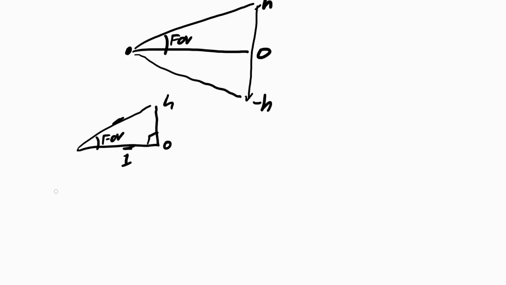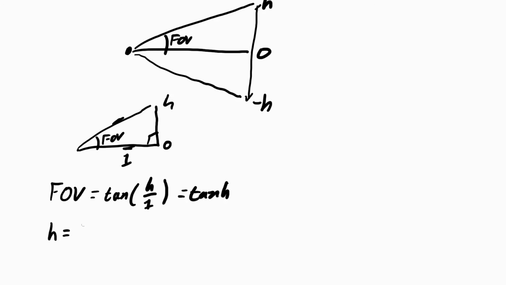So this gives us that the field of view is equal to the tangent of h divided by 1, which is just the tangent of h. And now, reversing this, we get h is the inverse tangent of the field of view. Wonderful, we've got the height of our surface here.